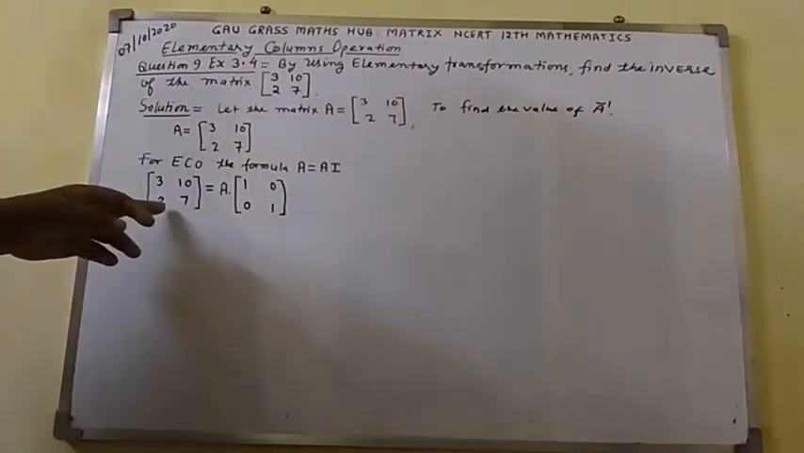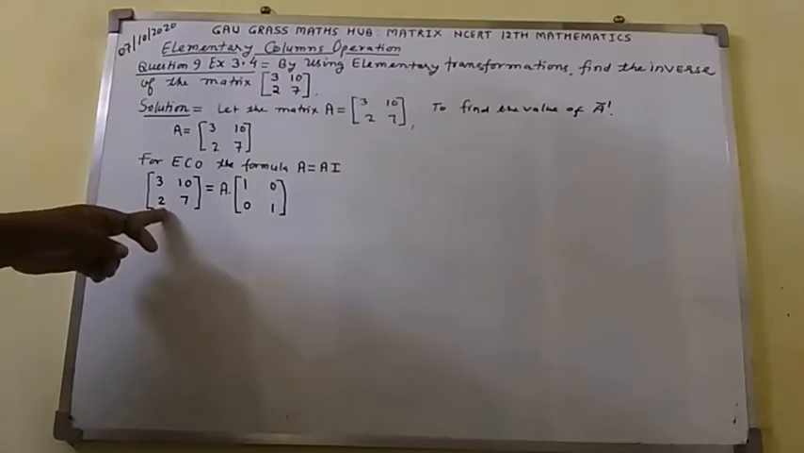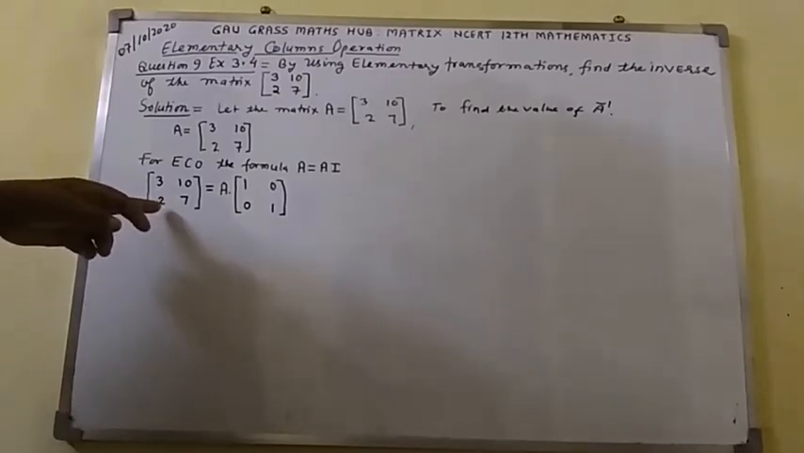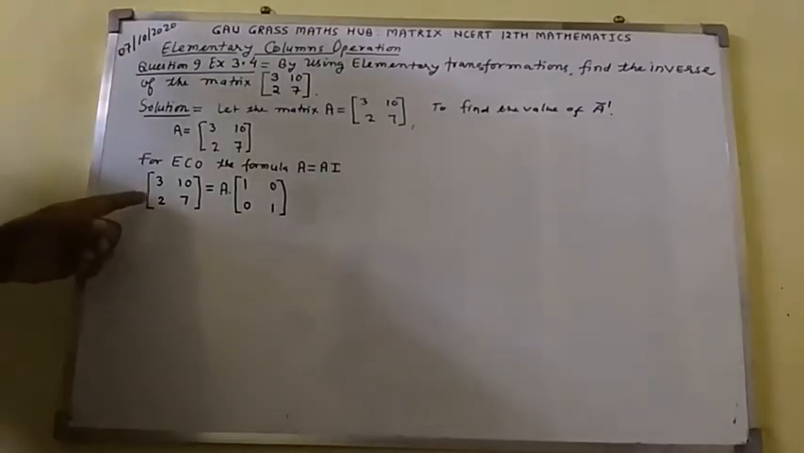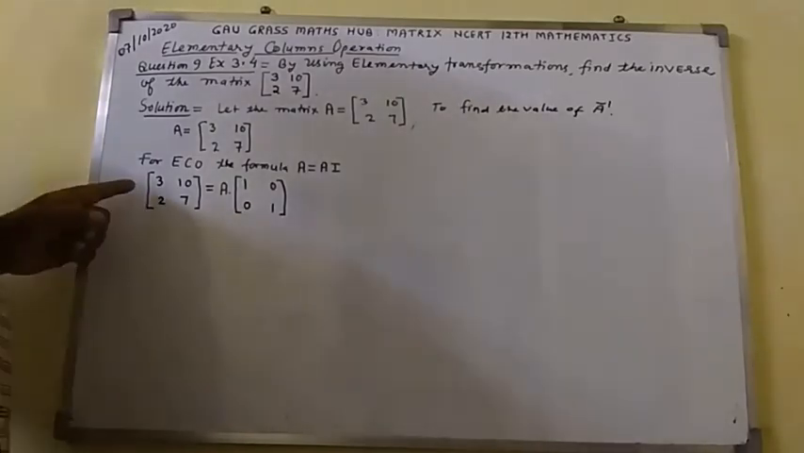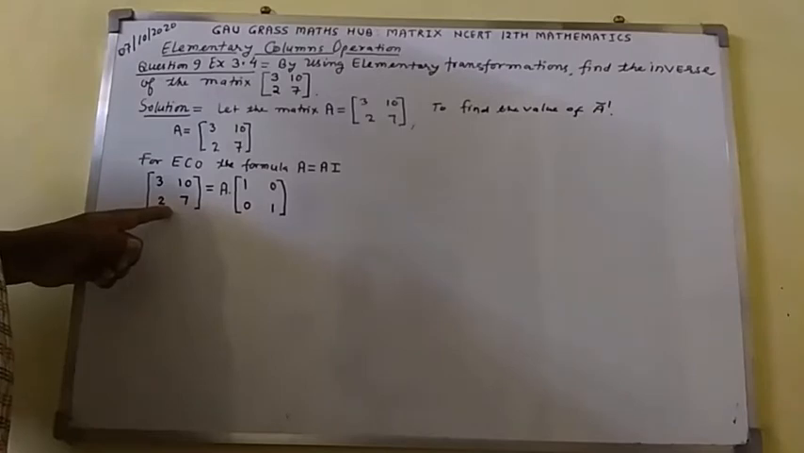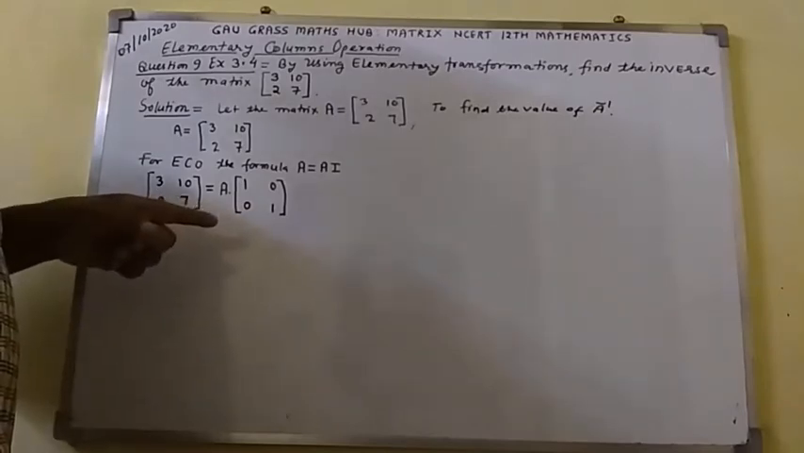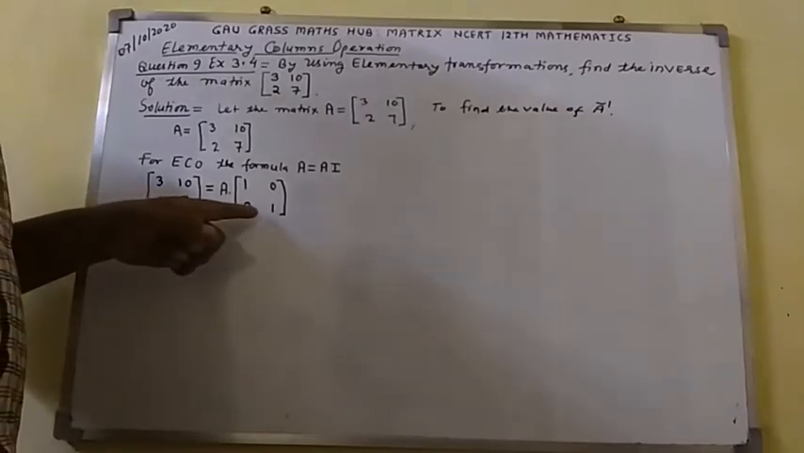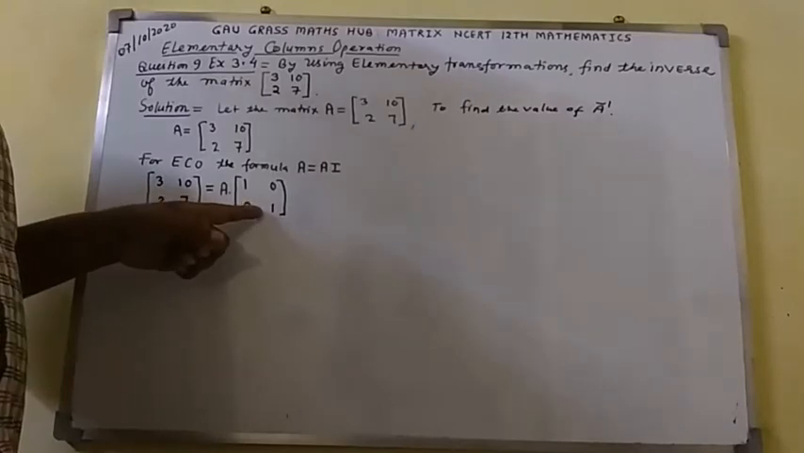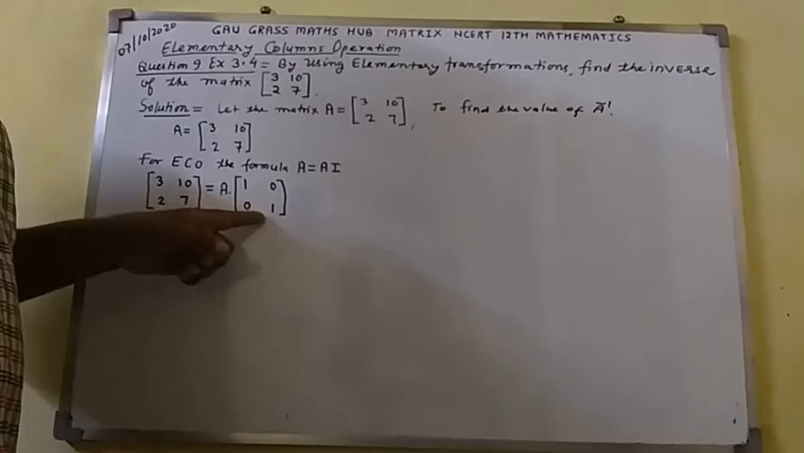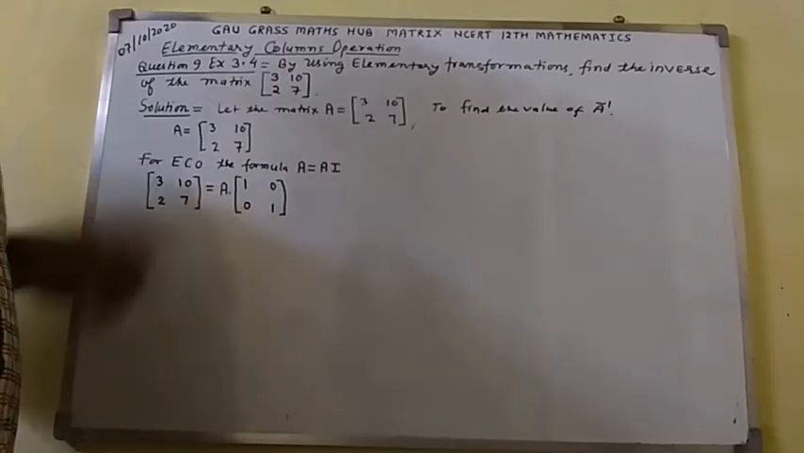So here you can see that this one is the given matrix. This given matrix will be converted into the identity matrix, and this is the identity matrix. This identity matrix will be converted into A inverse of the matrix A.